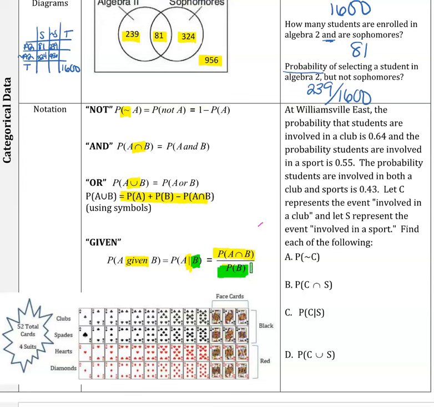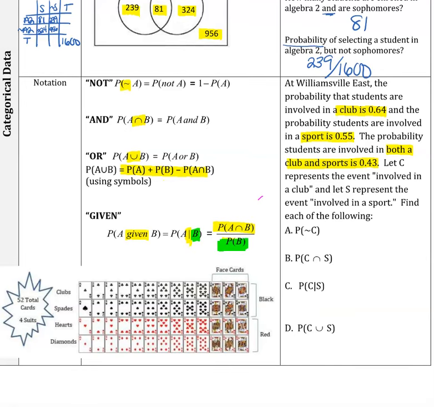Okay. So let's get to it. At Williamsville East, the probability that students are involved in a club is 0.64, and the probability that students are involved in a sport is 0.55. The probability students are involved in both a sport and a club is 0.43. Let C represent involved in a club and S represent involved in sports, and find each of the following.